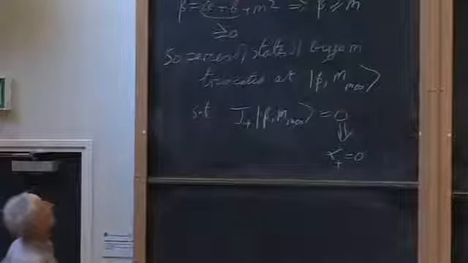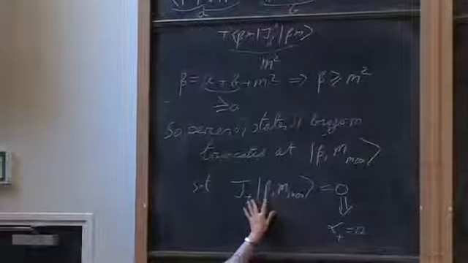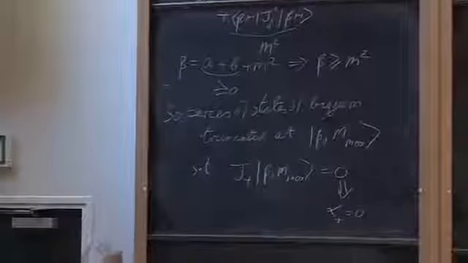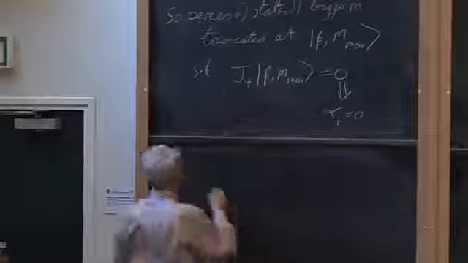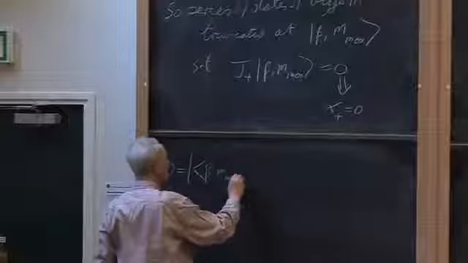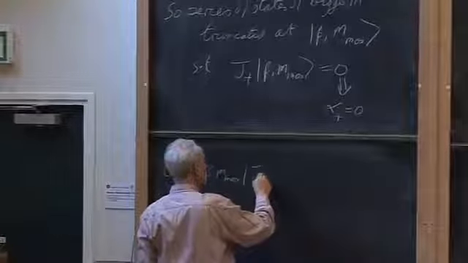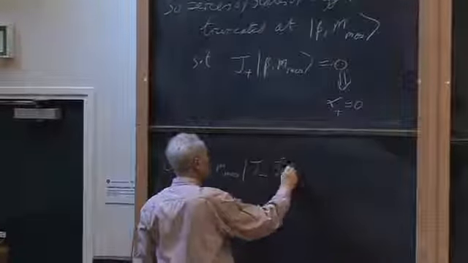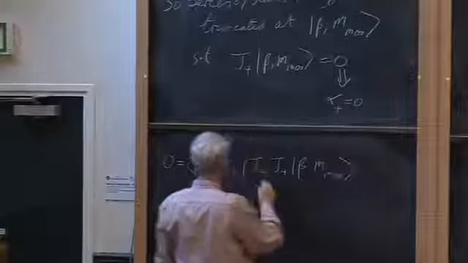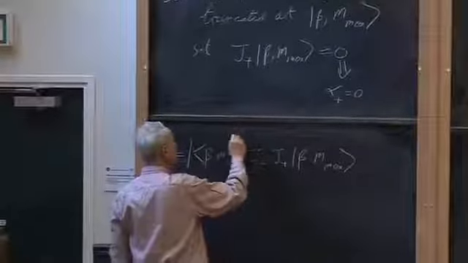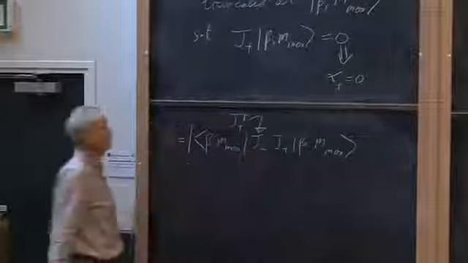So what we have to do now is look at the mod square of this state and show that it's 0. So we have that 0 is equal to the mod square of this, which is going to be the Hermitian adjoint of j plus, which is j minus, times j plus, times beta m max. Right, so this thing here is j plus dagger, and I pointed out earlier on that j plus dagger is j minus.